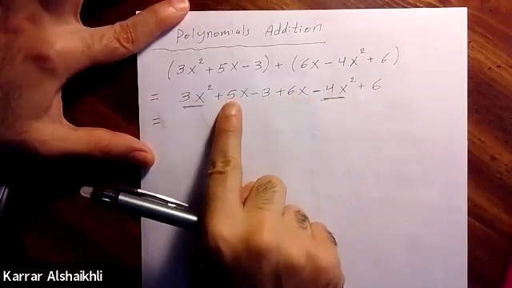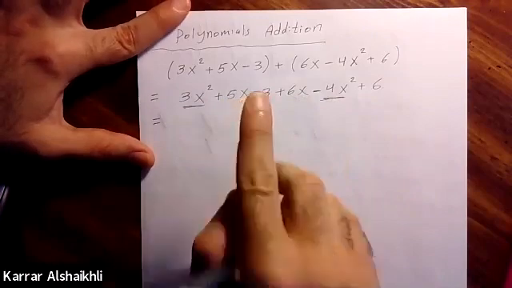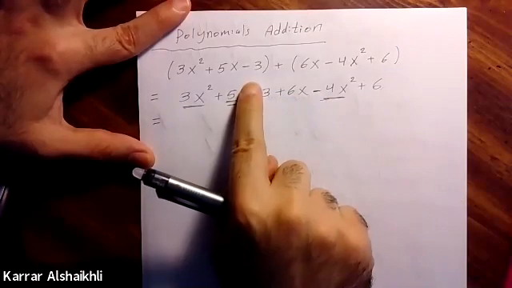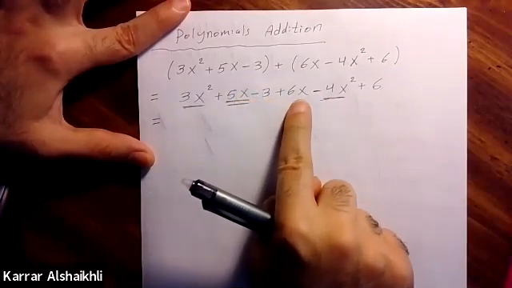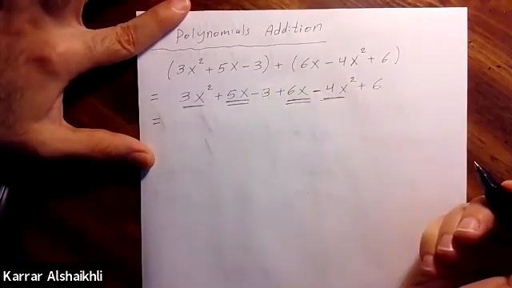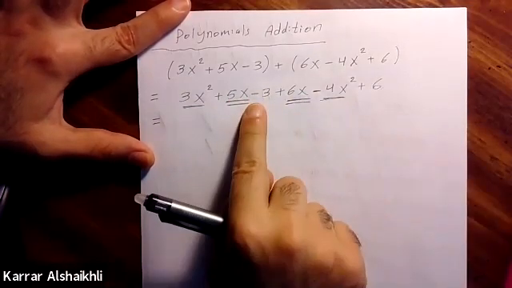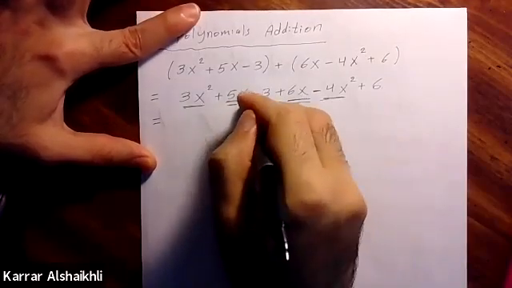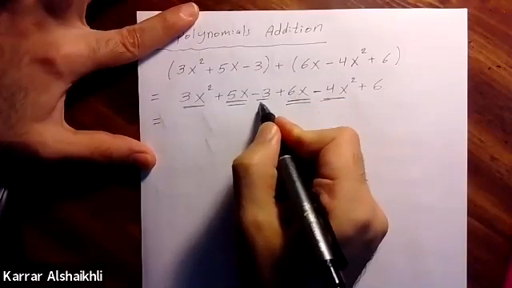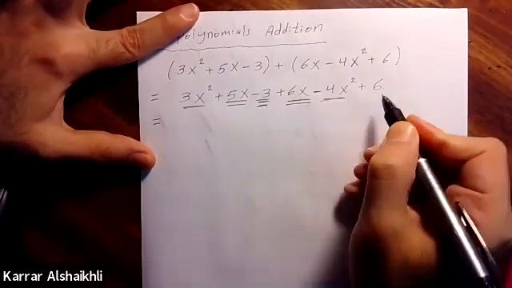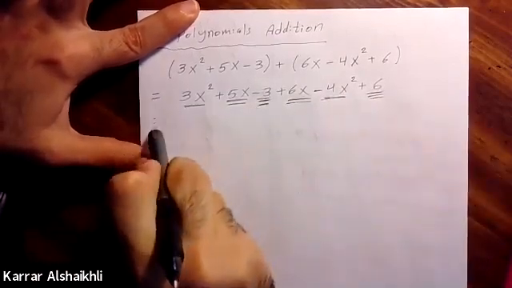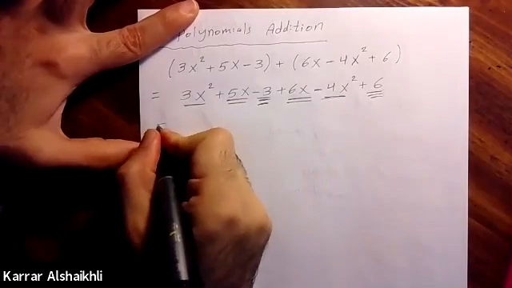Now let's check the second one, 5x. I'm going to put 2 lines here. x, just x by itself. I have here x by itself. So I'm going to put 2 lines here. The third one, just a number by itself, I'm going to put 3 lines here. So here is just a number by itself. Now it's easier to combine because I know where the like terms are.